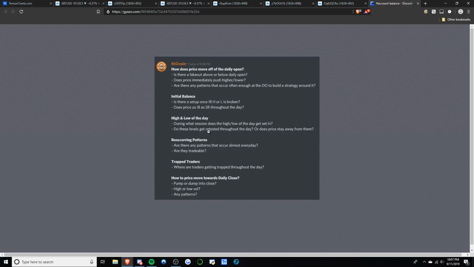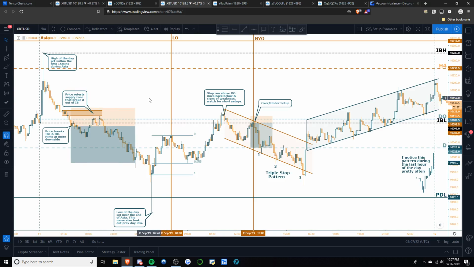High and low of the day. During what session does the high and low of the day get set? So yesterday, September 11th, the high and low both got set during the Asia session.